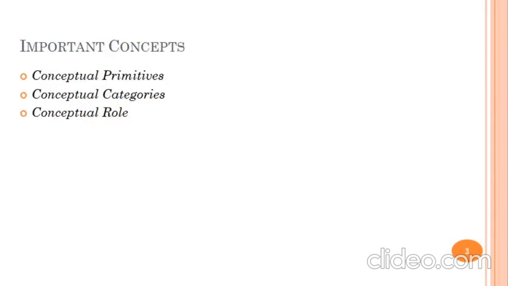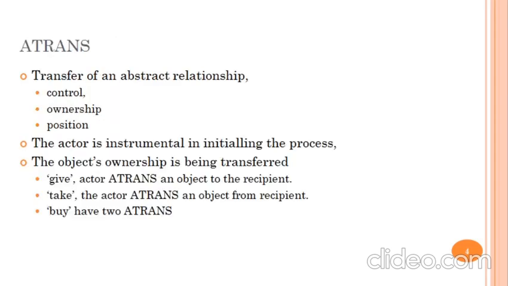For one to write a script, one should have knowledge regarding conceptual primitives, conceptual categories, and conceptual rules. There are a total of 11 conceptual primitives. Let's take a look at them.